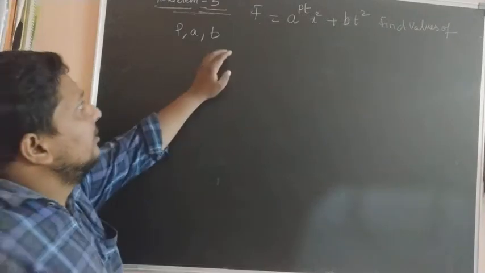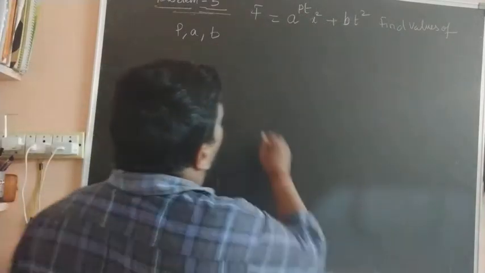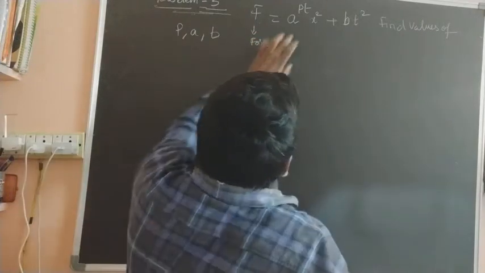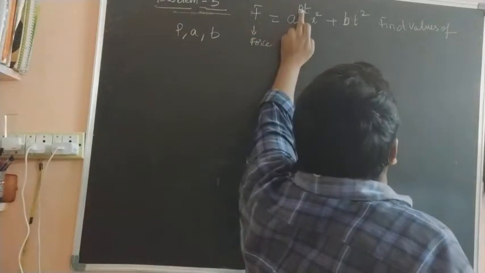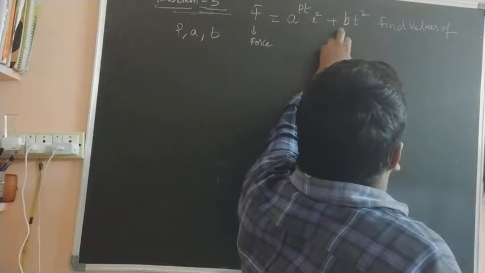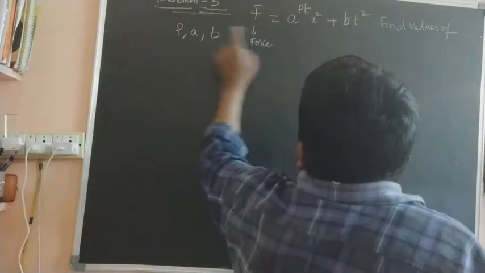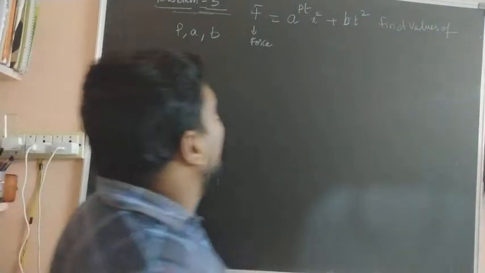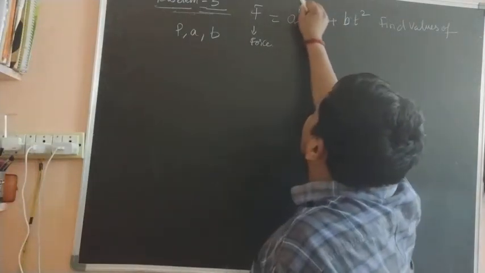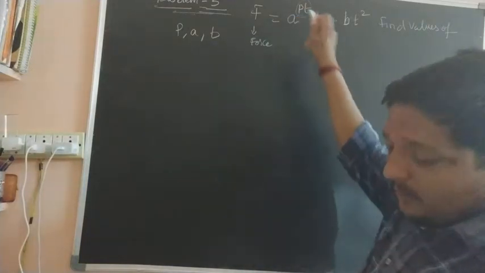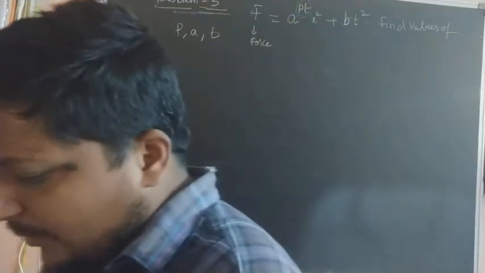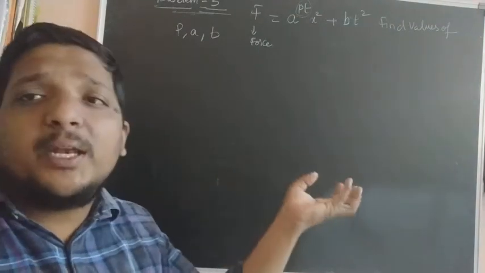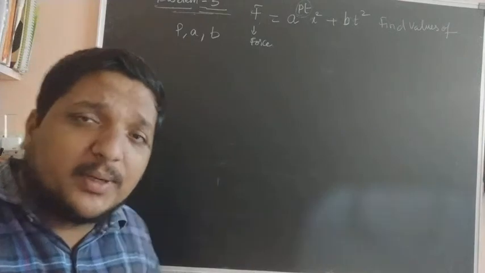In this question, given that F is nothing but force. Force is equal to a to the power of pt into x square plus b t square. Find the values of p, a, b. Don't worry about how to find the units of this particular one. Why? Because we already know that the thing which is in power doesn't consist of any unit and it should be a dimensionless one.